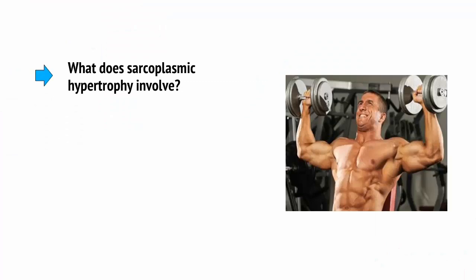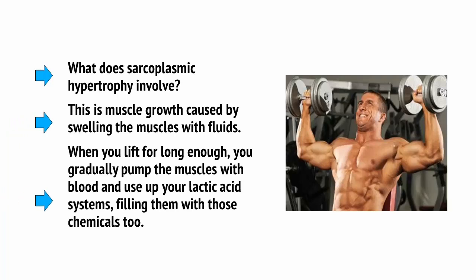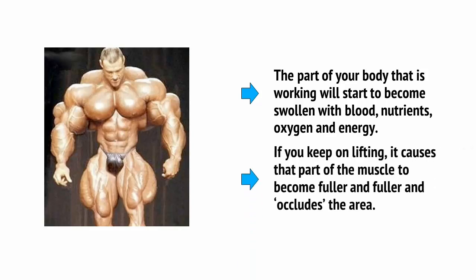So what does sarcoplasmic hypertrophy involve? Well, this is muscle growth caused by swelling the muscles with fluids. When you lift for long enough, you gradually pump the muscles with blood and use up your lactic acid systems, filling them with those chemicals too. In other words, the part of your body that is working will start to become swollen with blood, nutrients, oxygen and energy. And if you keep on lifting, it causes that part of the muscle to become fuller and fuller and occludes the area, like wrapping a tourniquet around it.